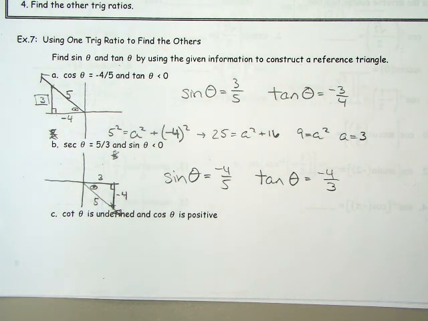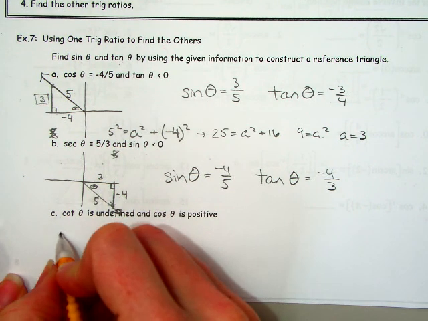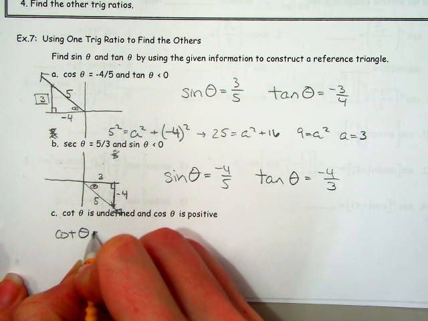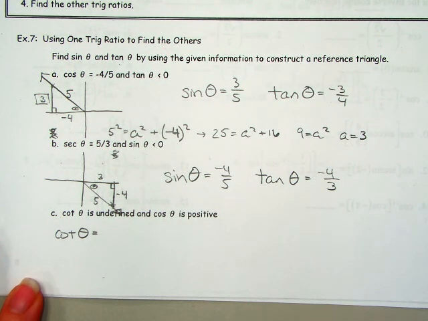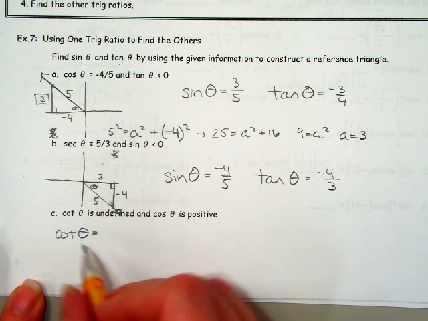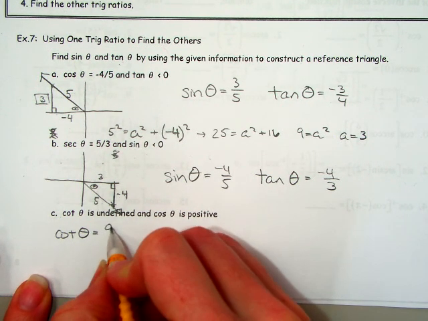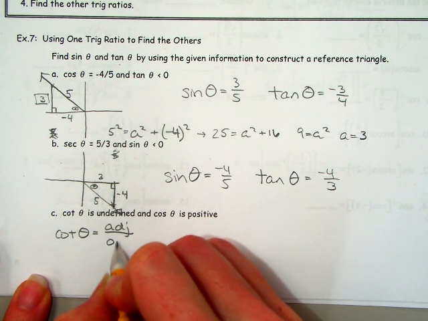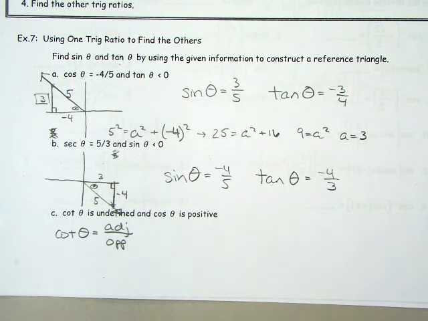And so let's remember what cotangent is. Cotangent is the reciprocal of tangent. So for cotangent, tangent's opposite over adjacent, so this is adjacent over opposite. So our opposite side must be of length 0. Okay, anytime that's the case, we must be on an axis.